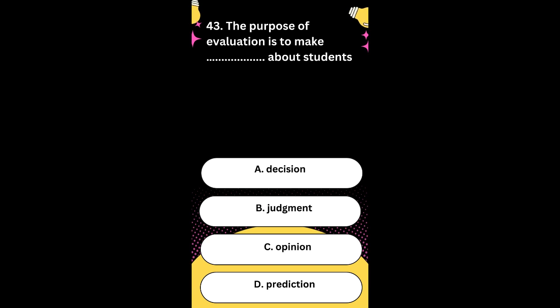43. The purpose of evaluation is to make ___ about students. A. Decision. B. Judgment. C. Opinion. D. Prediction.